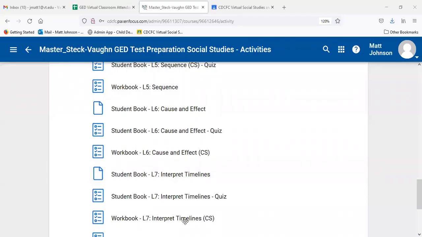Let's see, Unit 2, lesson 6, cause and effect. So once again, something that we saw in language arts that's applicable to our studies and our efforts in social studies. Our final lesson here for Unit 2 will be interpret timelines. So we'll get back into something more related to social studies directly, or at least a new skill set that we haven't really looked at yet.